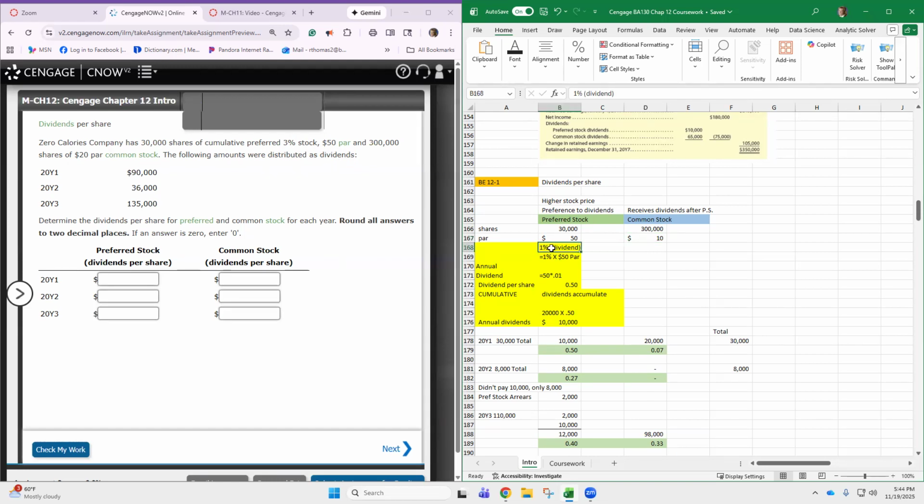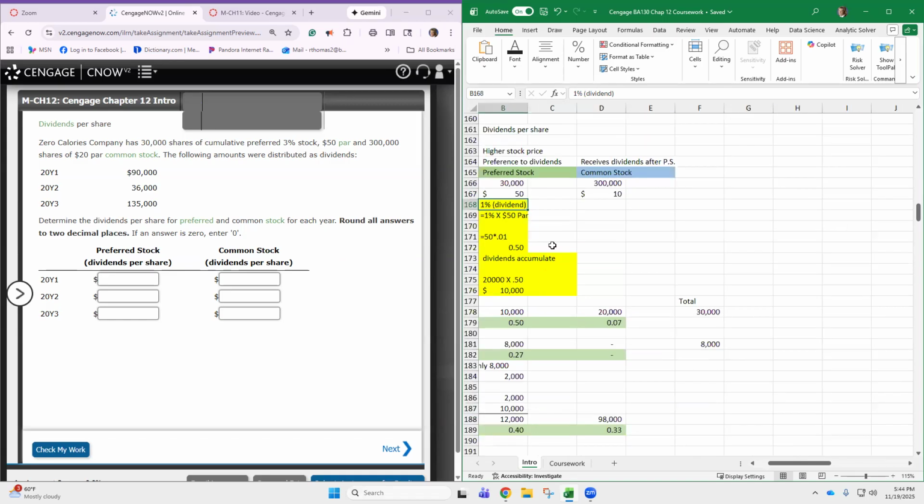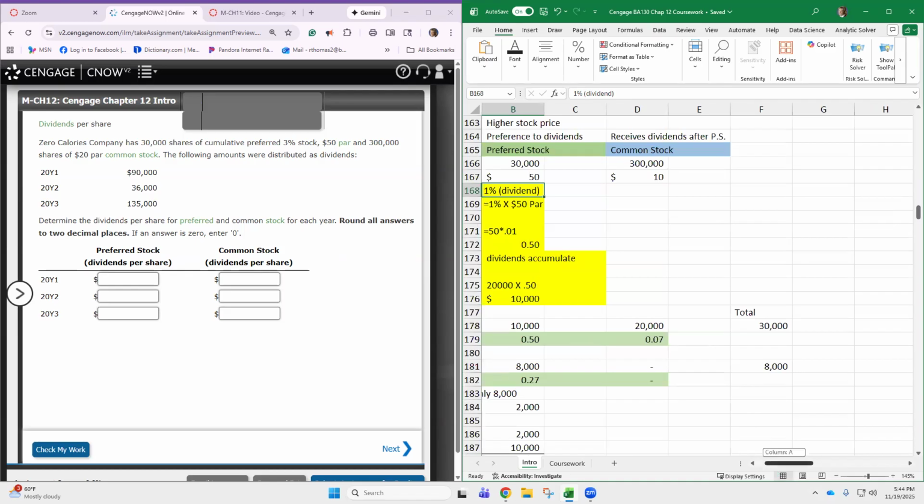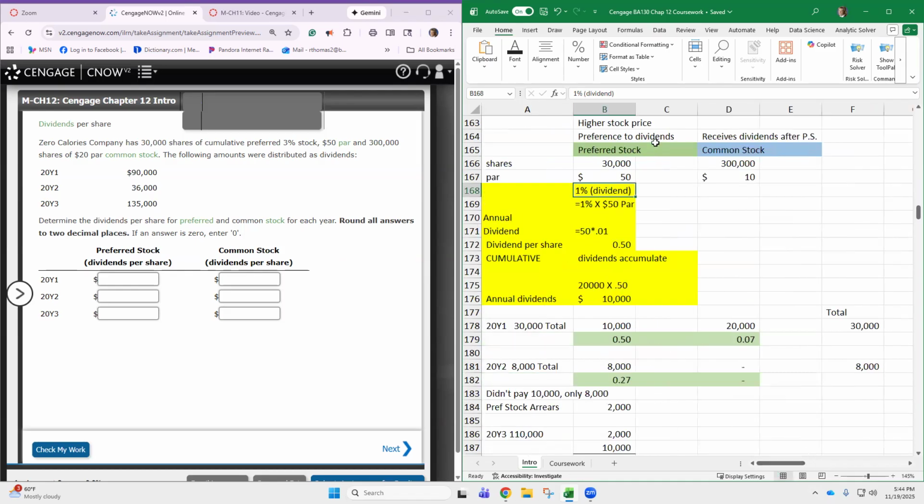So here's what we've got. And I've got this in kind of a little area here. So let me make it bigger so you can see it better. Our preferred stock is under these two columns, and our common stock is under these two. Once again, the preference is the preference to dividends. Preferred shares tend to have a higher stock price. They're usually more valuable and more sought after by an investor.